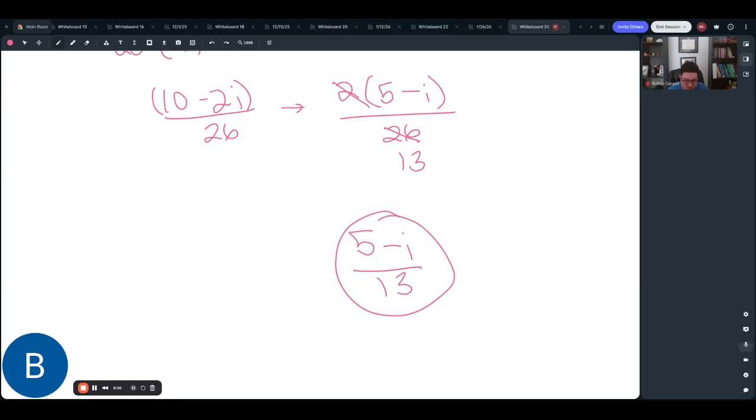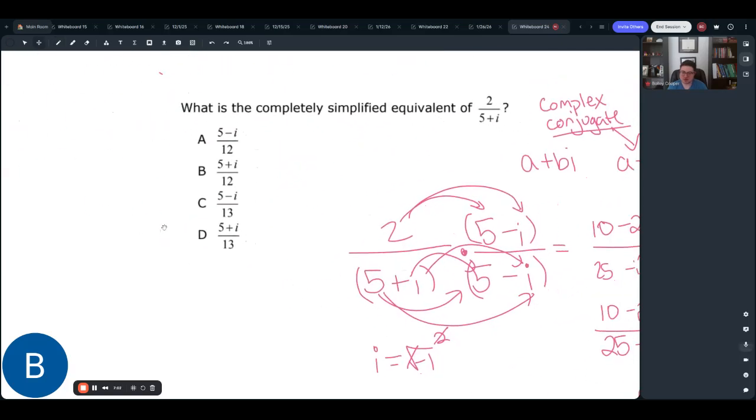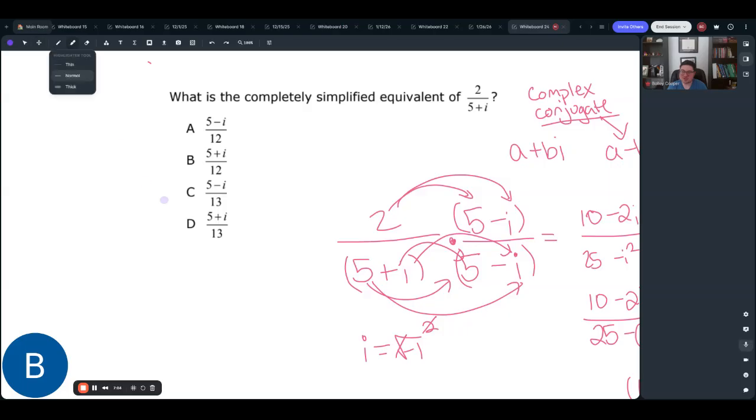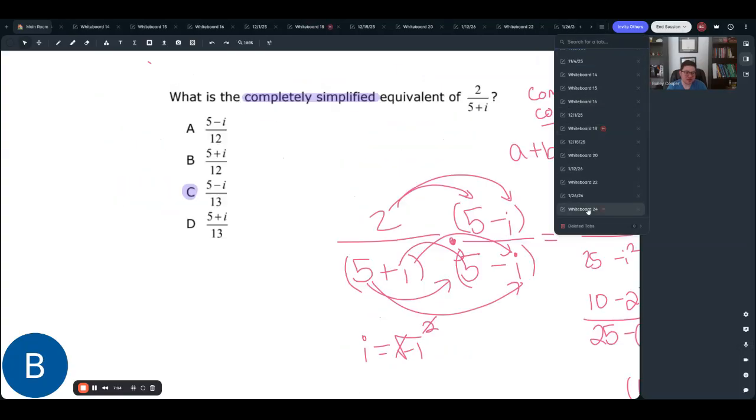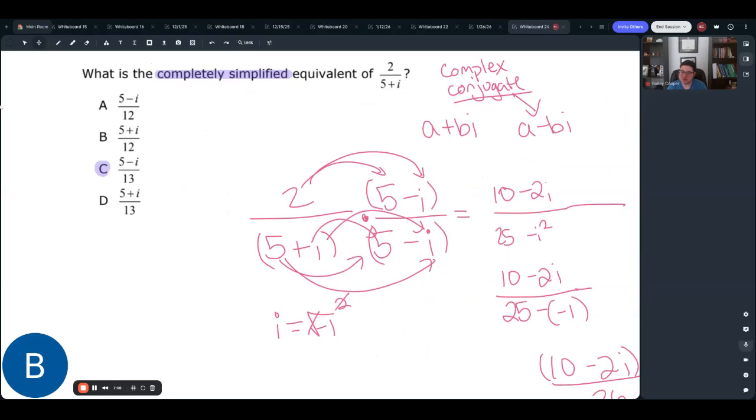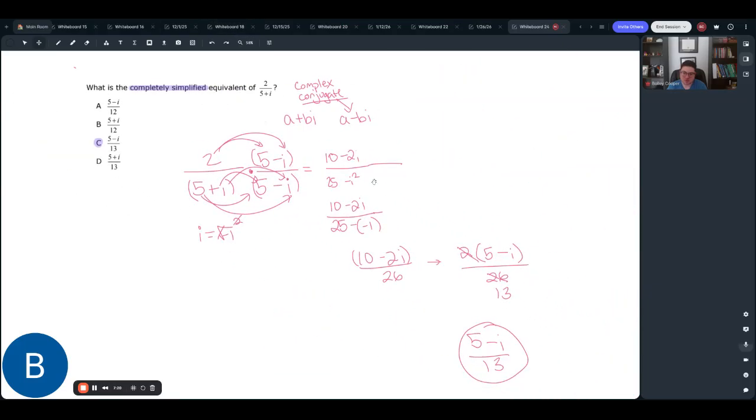There's nothing else we can factor. There's nothing else we can cancel. That's the simplest way to write this: 5 minus i over 13. And now that is one of our answer choices. That is C. And that is the completely simplified equivalent of this. So I'll go ahead and zoom out here so that you can see everything written out, if that is helpful to you.